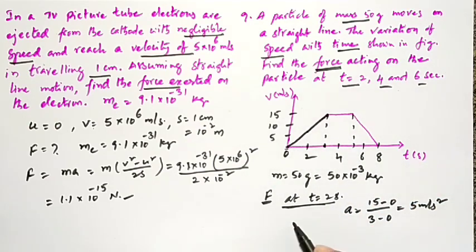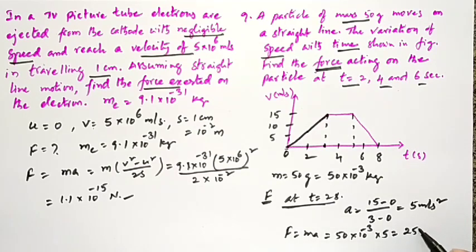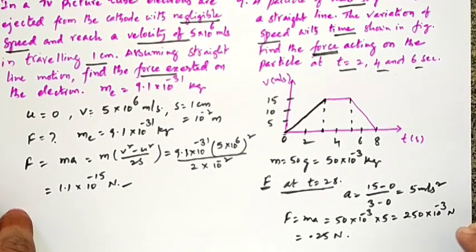Understood? Now force is equal to what? ma. So m is how much? 50 into 10 power minus 3 into a is 5. That is 250 into 10 power minus 3 Newton, or you can write that as 0.25 Newton. Okay? Right, clear?